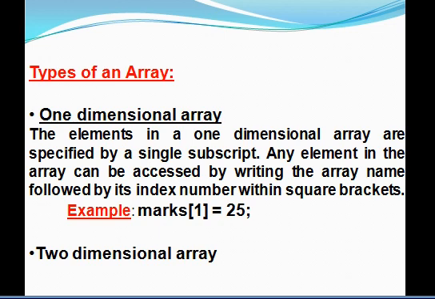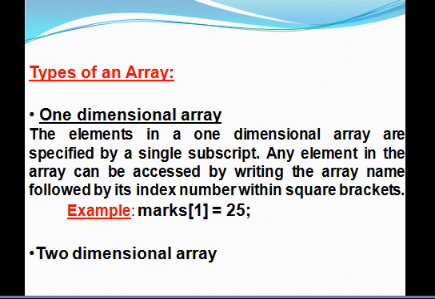When we talk about the types of an array, we have one-dimensional array and a double-dimensional array or a two-dimensional array. As far as your syllabus goes, we only have to discuss the one-dimensional array. Now the elements in a one-dimensional array are specified by a single subscript. Now what is this subscript? The value which is written within the square bracket.